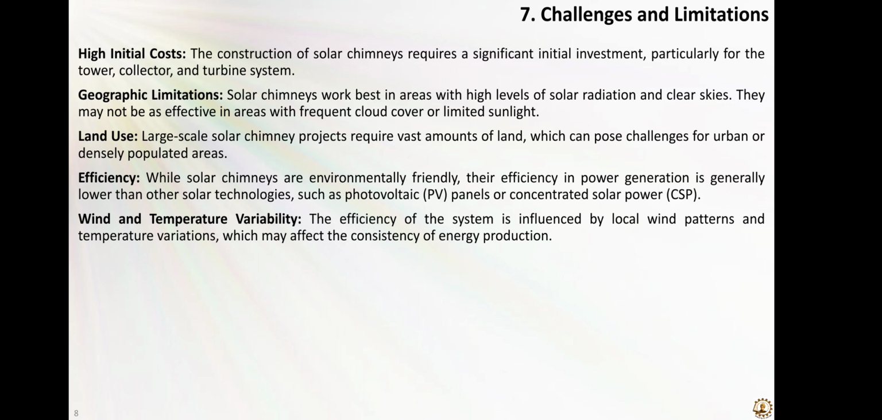That means if there is cloud, you can imagine a situation where the cloud is above, so the complete sun rays cannot hit the absorber. In that case also the production of energy will be lesser. So these are the challenges and limitations.